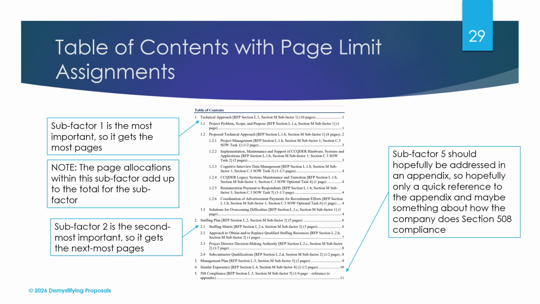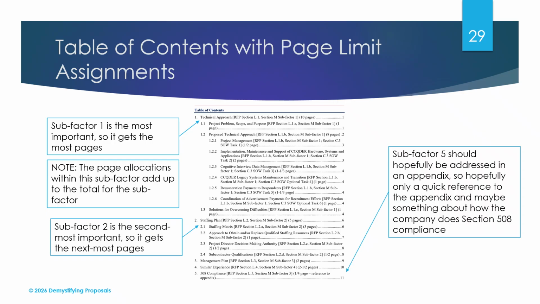Again, page allocations within the subfactors add up to the total of the subfactor. So in this case, the breakdown of 1.1, 1.2, and 1.3 basically adds up to about 10 pages. It's a little under, giving myself a little bit of wiggle room. And then the breakdown of section 1.2 into 1.2.1 through 1.2.6. Again, those total number of pages adds up to the total number of pages for section 1.2. Same thing for subfactor 2. As the second most important, it gets the second most number of pages.